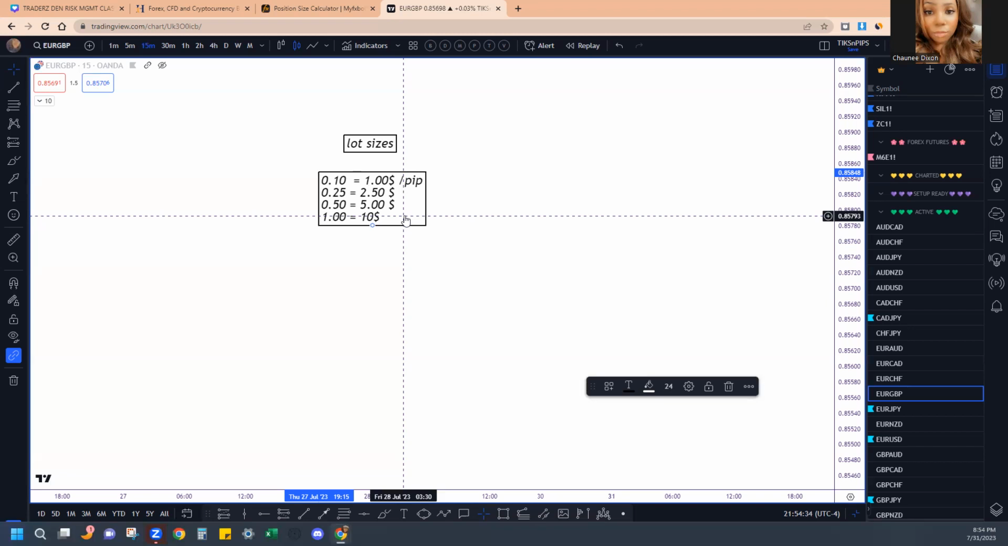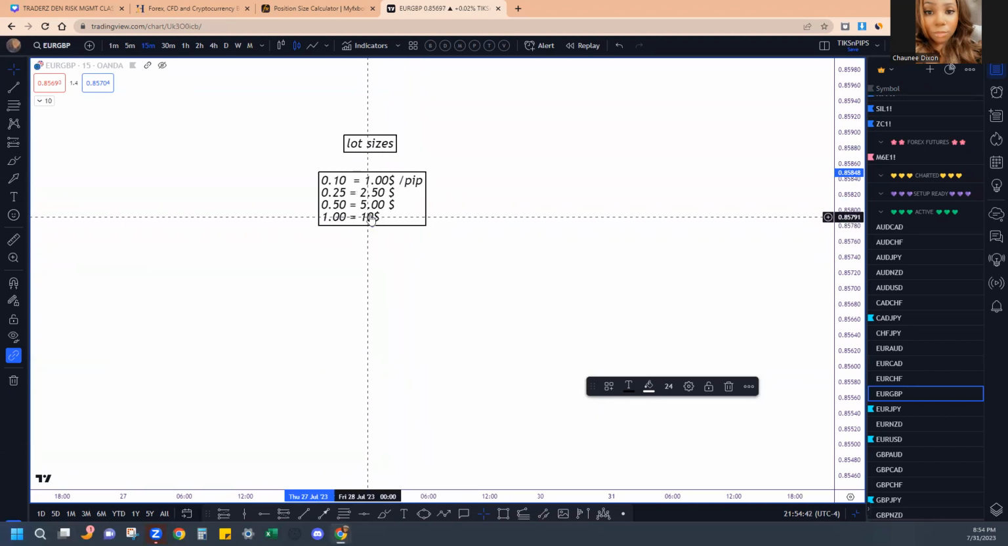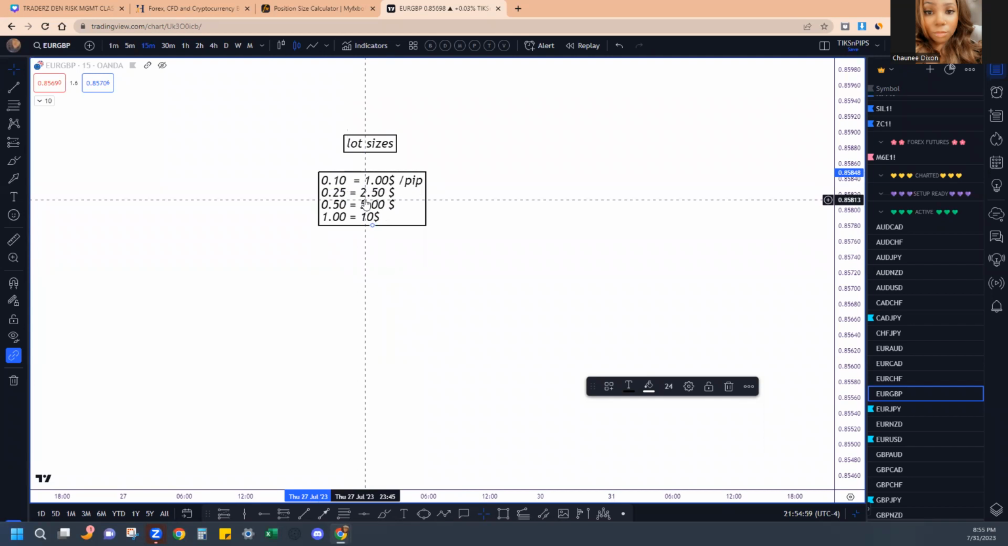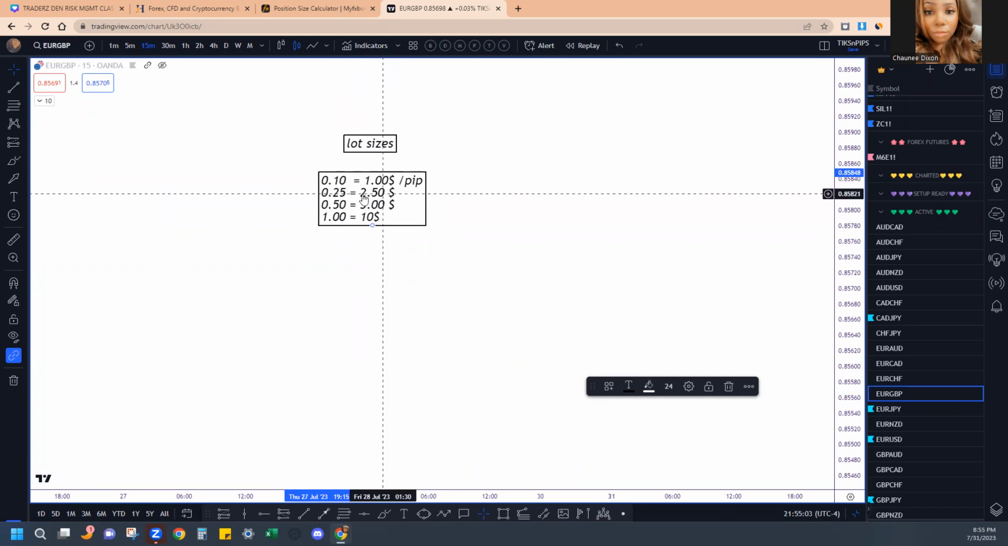So you're risking $2.50 if you do a 0.25 lot size. Now, again, this is for USD pairs. This will differ if you do a 0.10 on EUR/JPY or NZD. What's another mixed up one? AUD, NZD, any of those weird looking pairs, minors and exotics. This will not be the same. This is only for majors.